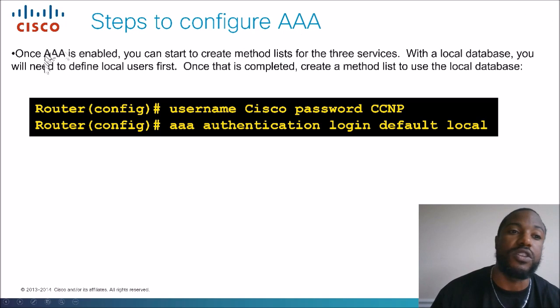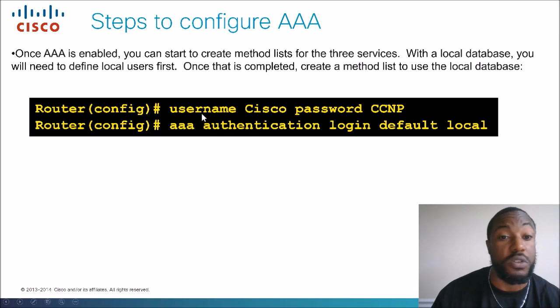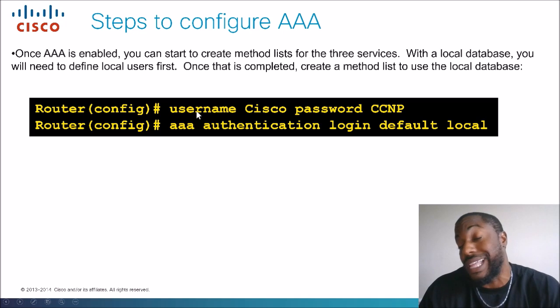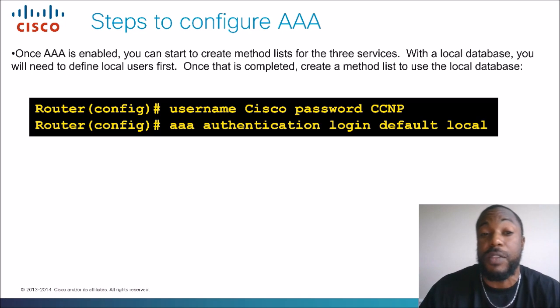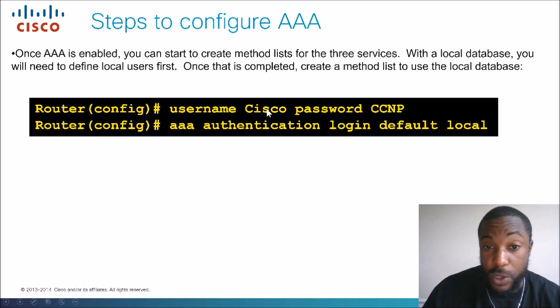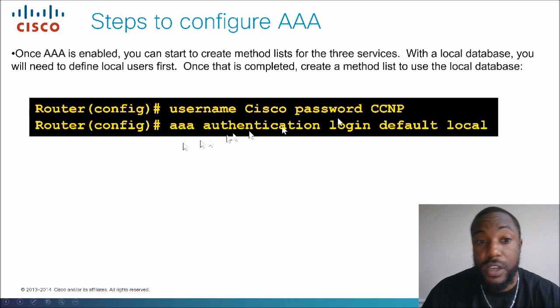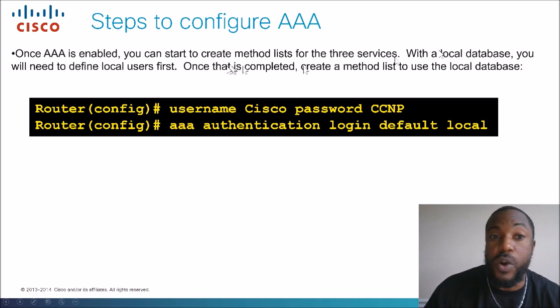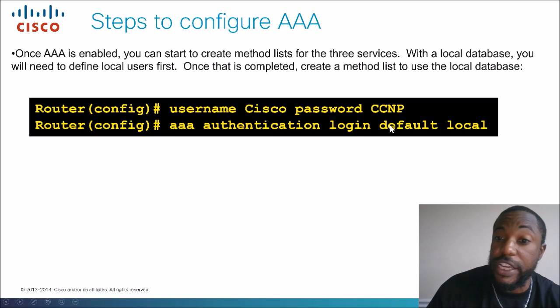With the local database, you will need to define the local users first. So you just create the accounts, just like a username and password for an email account. You do username, type in the username, then password, and then the password. Once that is completed, you create a method list for the local database. So you just type aaa authentication login default local.